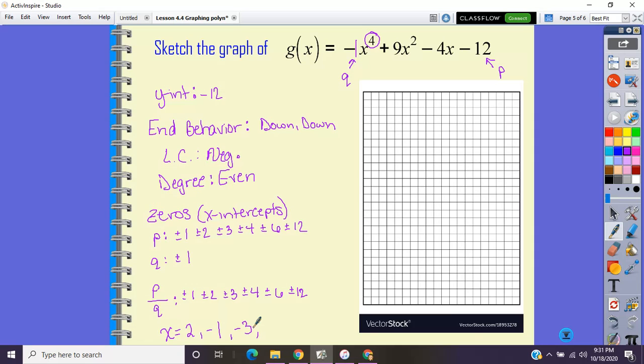And you may only find 3 of them to start with. And our degree up here tells us how many we should have. We should have 4 zeros. Whether they're all rational, real, or not, that is left to be determined. I have 2, 3, 4, and -4, 6, -6, 12, and -12. So right now, I'm not finding them. So I've got 3 of my 4 zeros, which means now I'm going to do synthetic division.